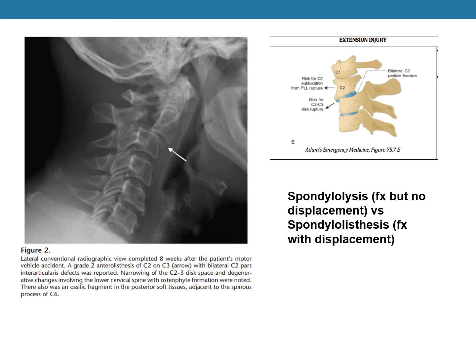And so spondylolysis relates to a fracture with no displacement. Spondylolisthesis relates to a fracture with displacement, in this case anterior. And again, this is a hangman's fracture. We see this with forced hyperextension.